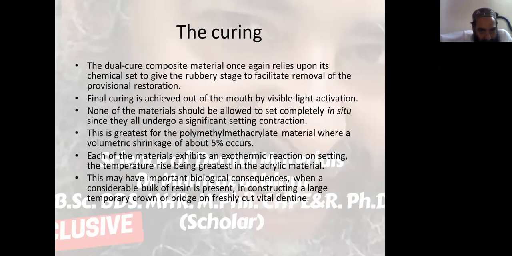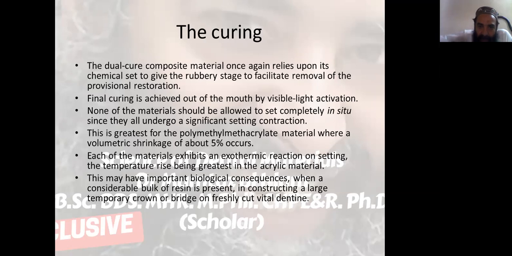Dual cure composite material relies upon its chemical set to give the rubbery stage to facilitate removal of the provisional restoration. Final curing is achieved out of the mouth by visible light activation. None of the material should be allowed to set completely in situ, since they all undergo a significant setting contraction. So be aware of this point also.